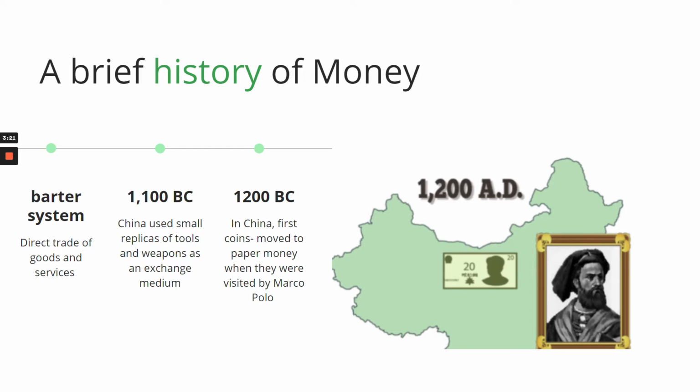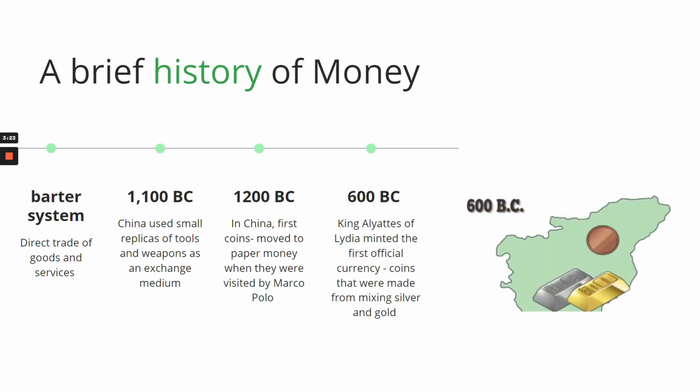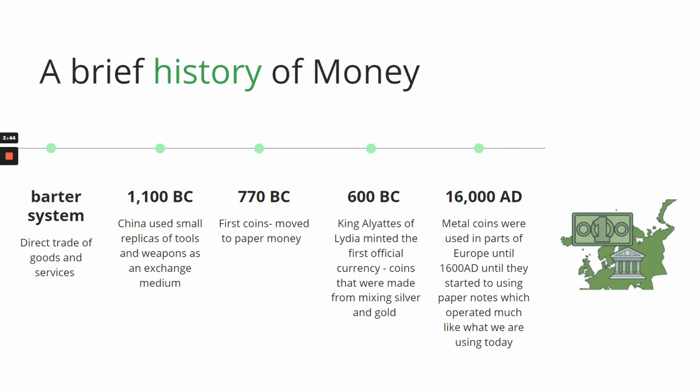That's when Marco Polo visited. And then in 600 BC, King Alyattes of Lydia minted the first official currency, which is coins, and they made the coins by mixing silver and gold. So it became the official currency used. In Europe also, they were using metal coins as a medium of exchange until 1600 AD. But after that, they were already using paper notes, which are the same as what we are using now, right?